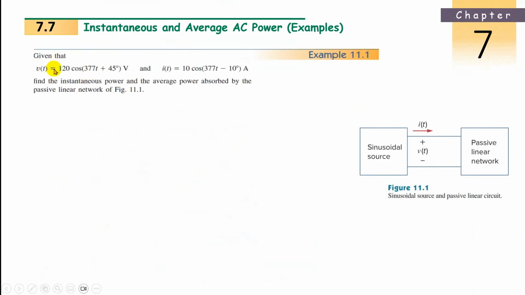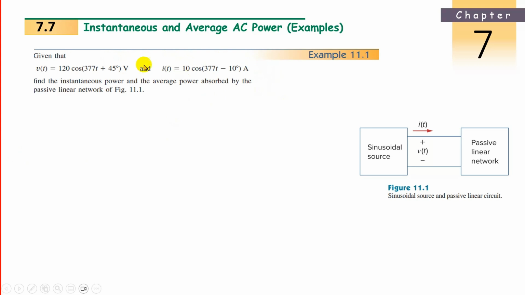Given that v of t is 120 cos(377t plus 45). This is theta V, the voltage angle. Now i of t is 10 cos(377t minus 10 degrees); omega t must be the same. That is theta I. So what is the angle difference between V and I, and which circuit is it?